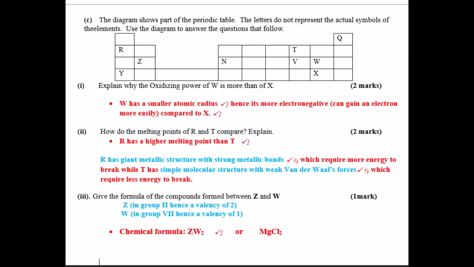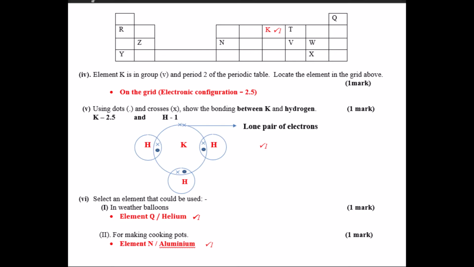With this one, we go to part 3. We give the formula for the compound formed between W and Z. At the back of your mind, you should know Z is magnesium and W is chlorine. Whether you use the letters as they are, W has a valency of 1 and Z has a valency of 2. Then of course you combine. Remember to start with Z because the metal comes before the non-metal. So the formula will be ZW2. Otherwise, if you identify them and write the formula, that is okay: magnesium chloride, MgCl2.